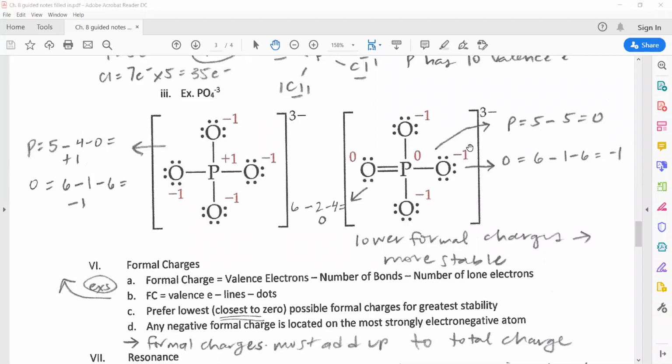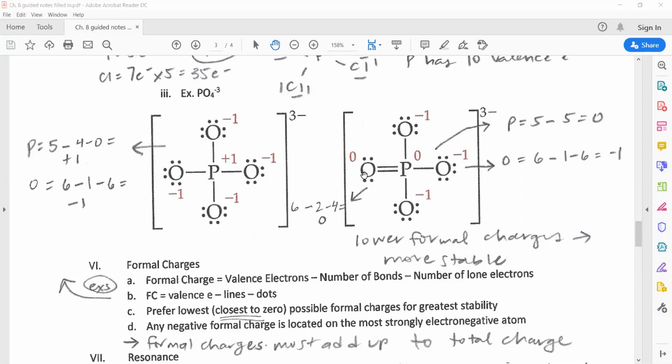So if we look at this one and find formal charges, focus on the P for a second this time. On the periodic table, he has 5 valence, minus the lines. He now has 1, 2, 3, 4, 5 lines around him and no dots. So he actually now has a formal charge of 0. That is better. What we're going to see is that atoms are more stable if they have a 0 formal charge.